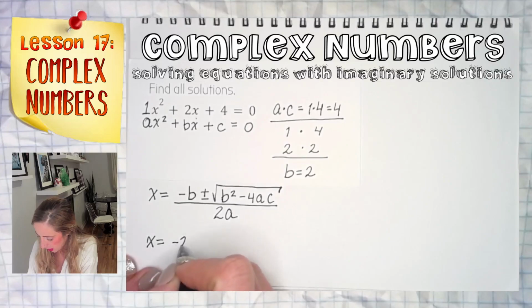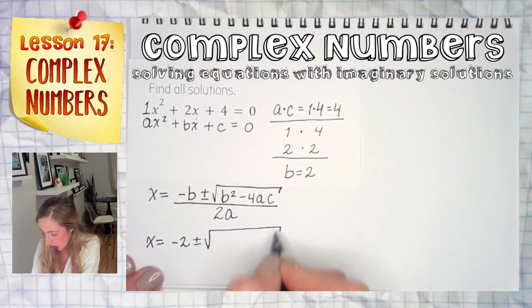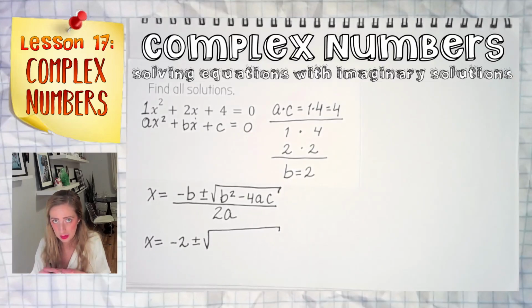Negative b, so that would be the opposite of 2, plus and minus. I don't think everyone really understands the plus minus. The plus minus is really consolidating two equations or solutions into one compact formula, so we don't have to write it twice. So if you have John Smith and Joe Smith, you might consolidate and say John and Joe Smith, kind of like that.